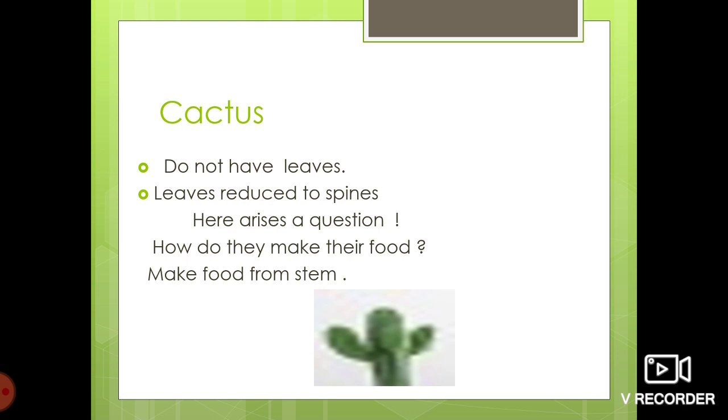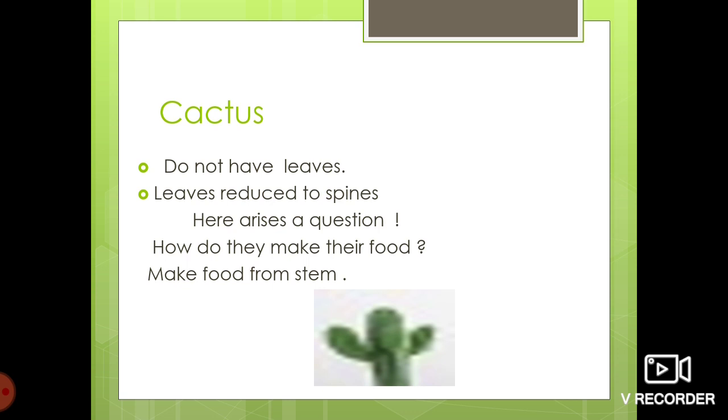Cactus plants can make their food even though they don't have leaves. Then how? The answer is by their stem, which is green in color. It is shown in the image. They have a stem which is green, and with the help of this stem they can make their food.